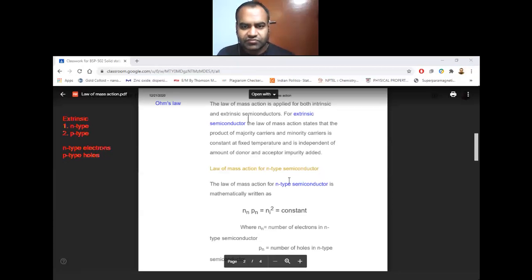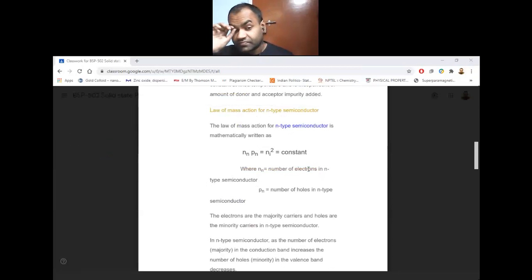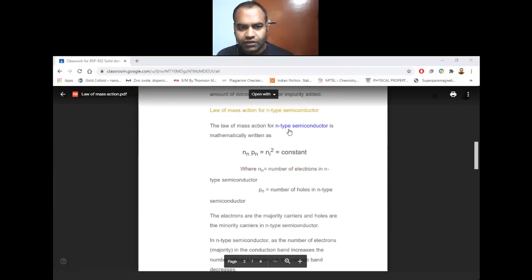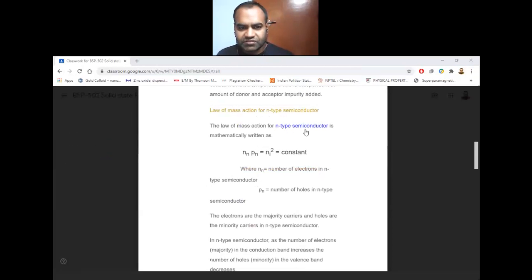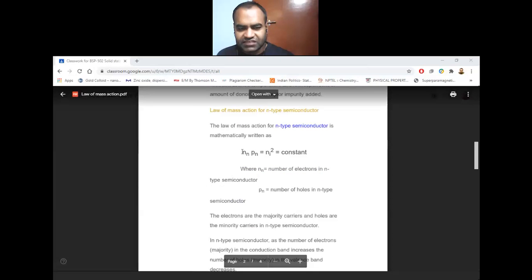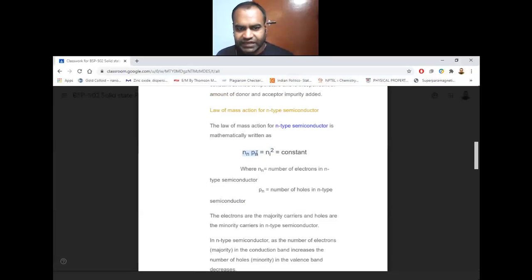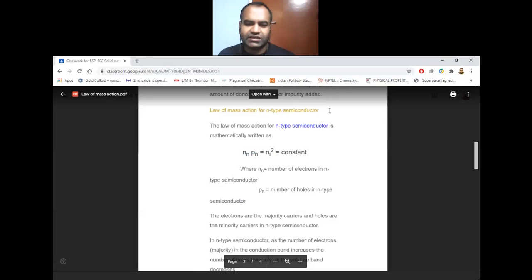Let us learn individually what the laws of mass action are for n-type and p-type semiconductors. The law of mass action for n-type semiconductor is mathematically written as Nn Pn equals Ni squared, constant. Be careful about these terms, mainly the first two terms, Nn Pn. What is Nn? We are dealing with an n-type semiconductor. Again, n-type semiconductor means electrons are majority carriers for this type of extrinsic semiconductor.